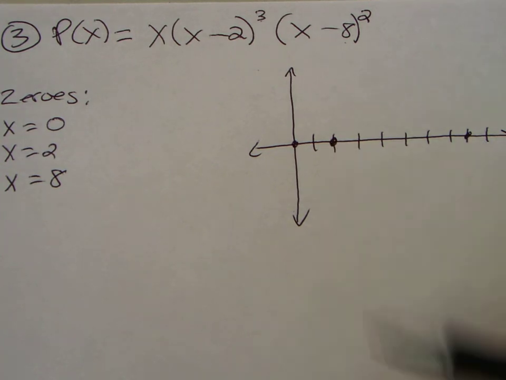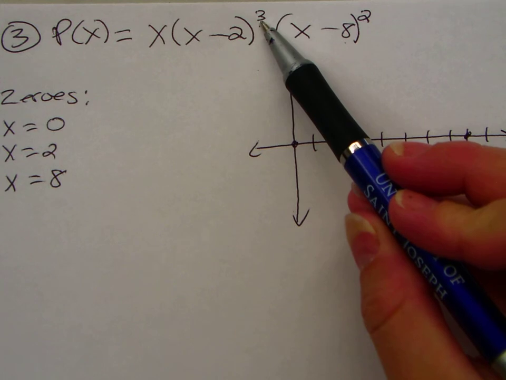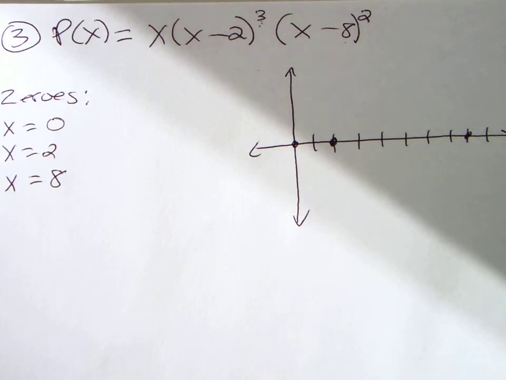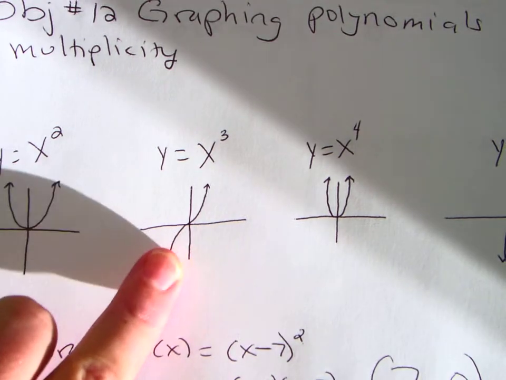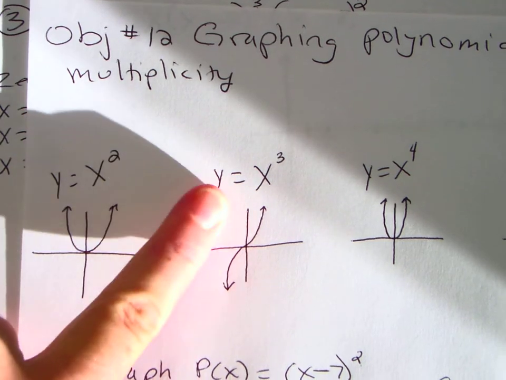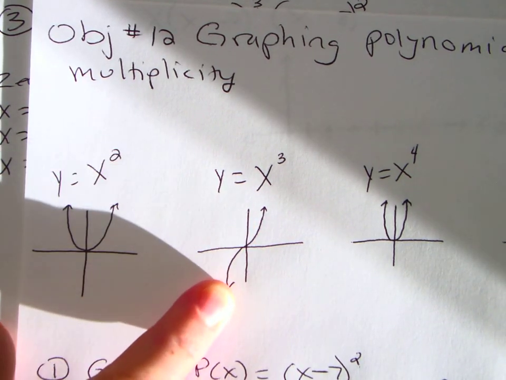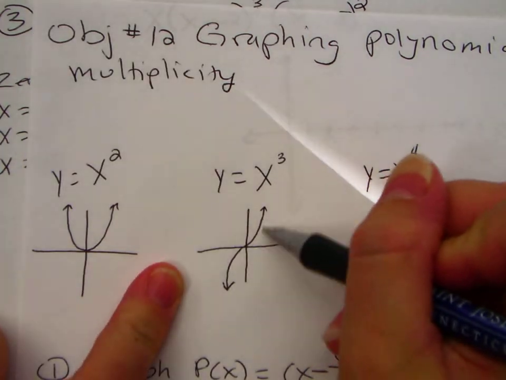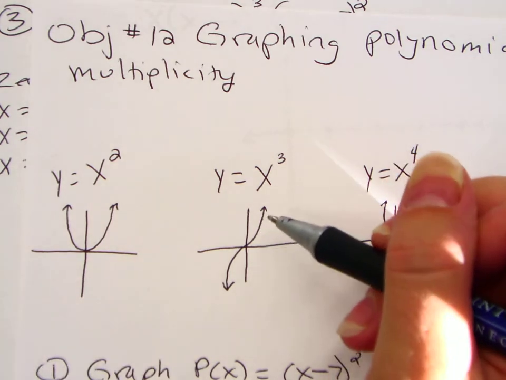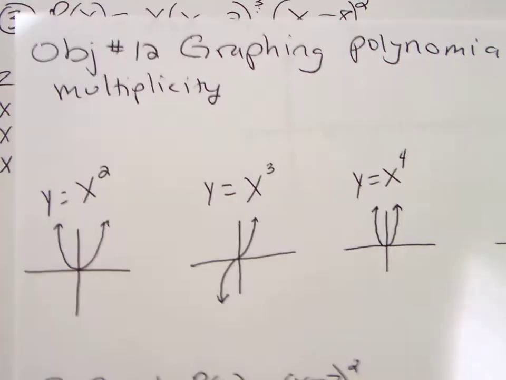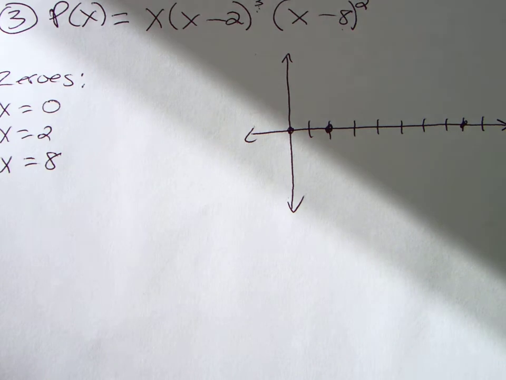What's happening at 2? What's an x cubed look like? Think about what x cubed's looking like. All right, x to the third looks like this. So at 2, we're going to have this little awkward x cubed thing happening. All right, so we know that's going to happen. So we got to remember that.